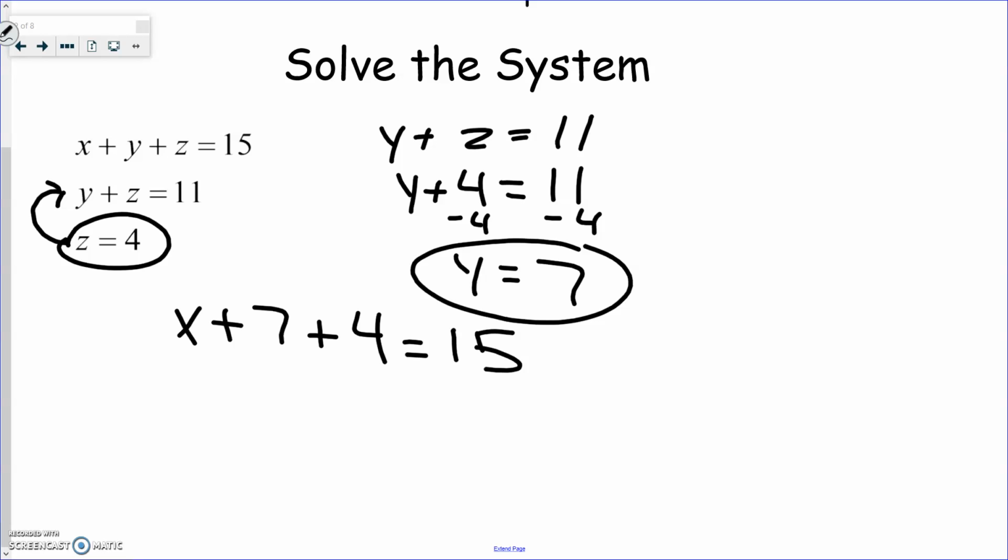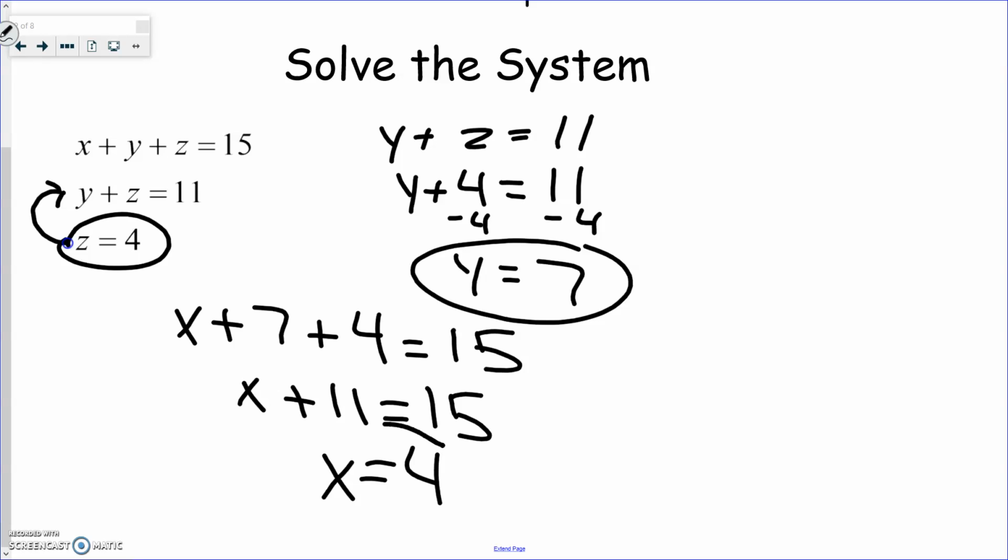Go ahead, add your like terms. So 7 plus 4 is 11. And finally, 15 minus 11 is 4. So that's your first one. And guys, it's really not that difficult. It's just substitution after substitution. So just be careful when you're subbing in. I know this was all positive numbers. Obviously, we'll eventually get to some negative numbers, so the biggest thing you gotta watch is your signs.